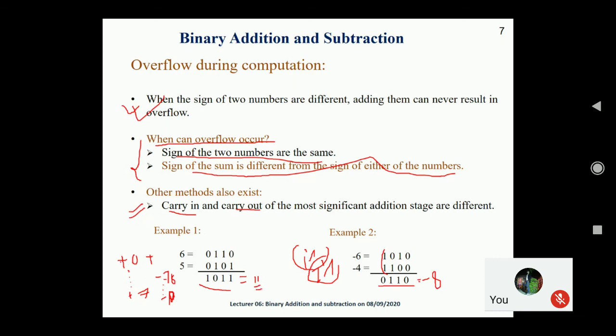But here our range is plus 0 to plus 7. So this one is the overflow, because 11 is not in the range of plus 0 to plus 7. And also if you are using the minus, if you are using the two's complement form, what happened? Minus 1 to minus 8.